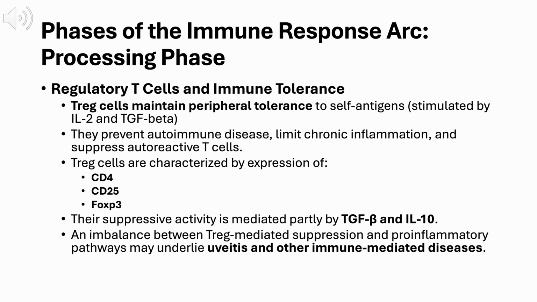Here's the concept to carry forward. Immune health is a balance. When Treg-mediated suppression holds the upper hand, self-tolerance is maintained. But when the balance tips toward the pro-inflammatory pathways, too little suppression, too much Th1 or Th17 drive, that imbalance may underlie uveitis and other immune-mediated diseases. Much of the eye's remarkable immune privilege, which we'll return to, depends on keeping this regulatory arm dominant.